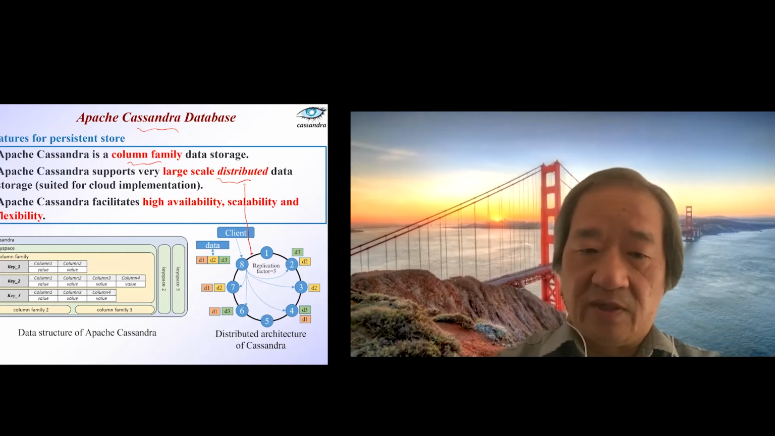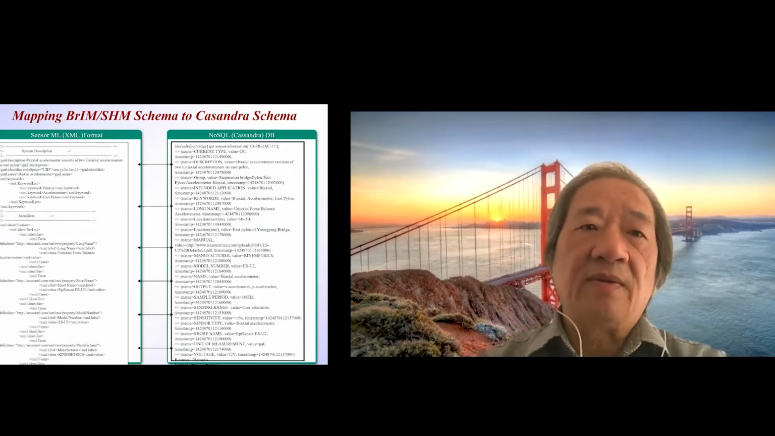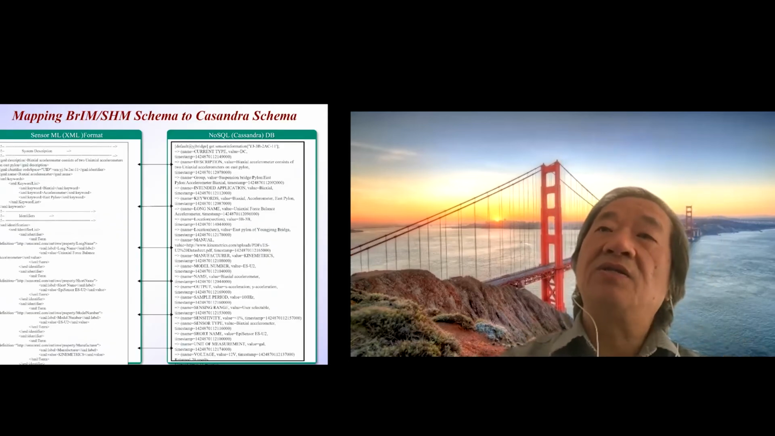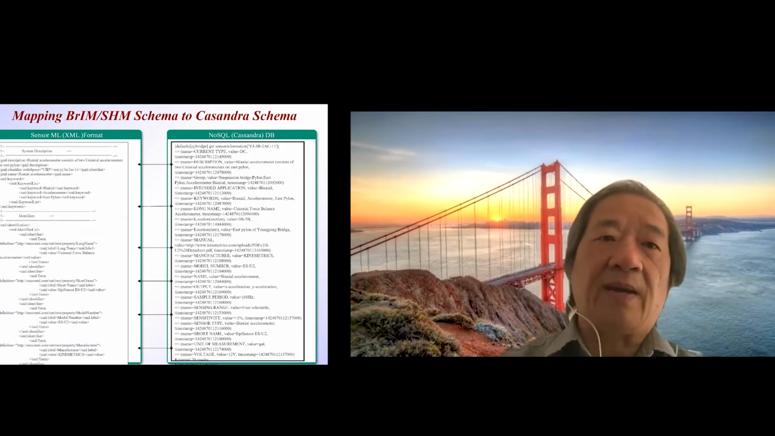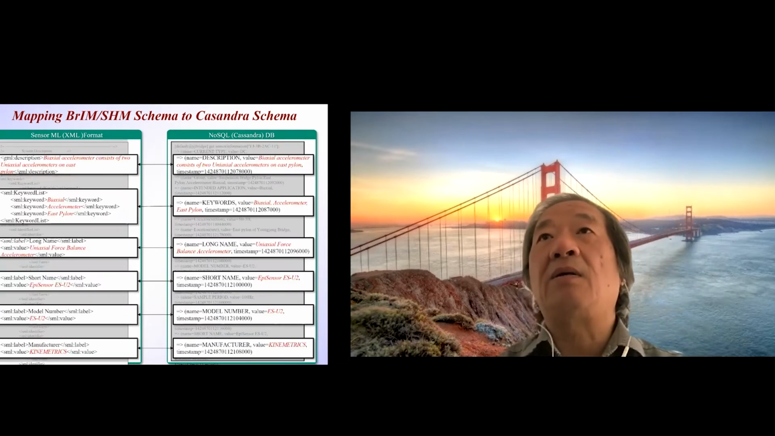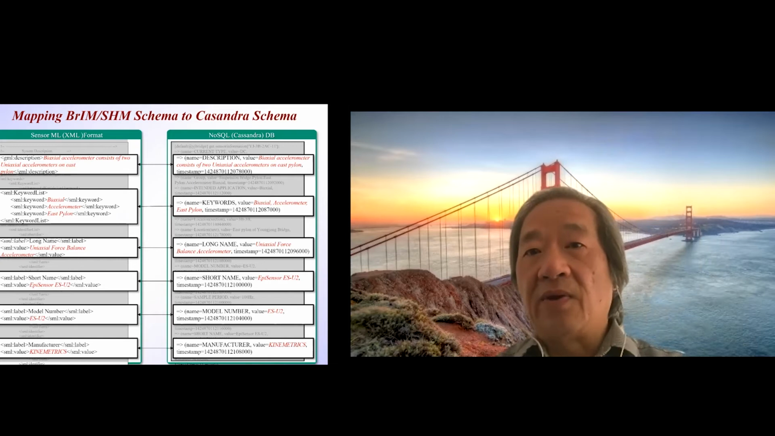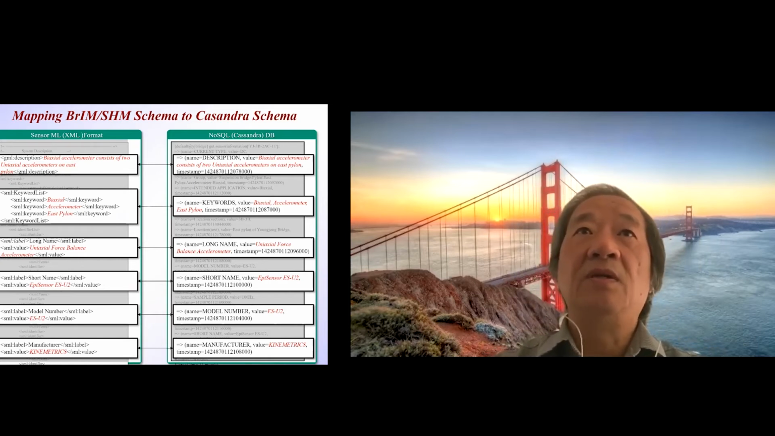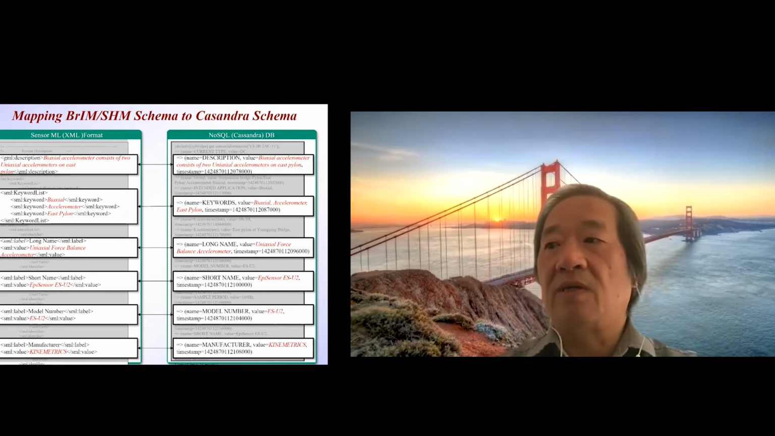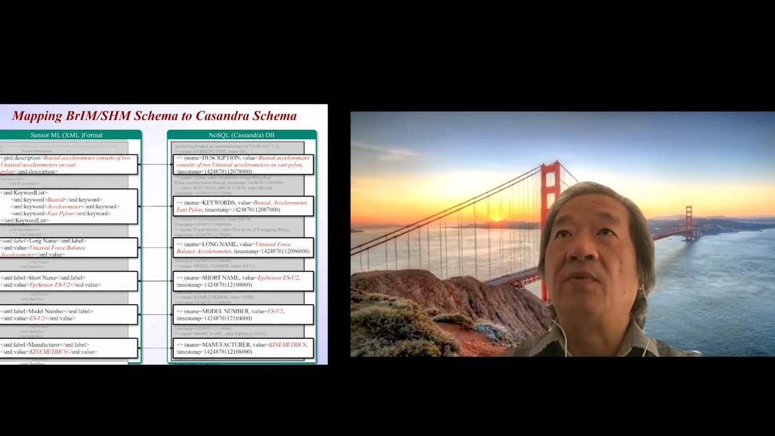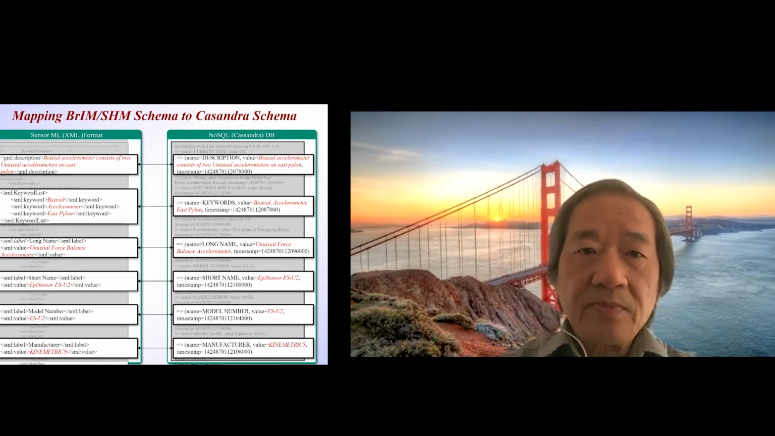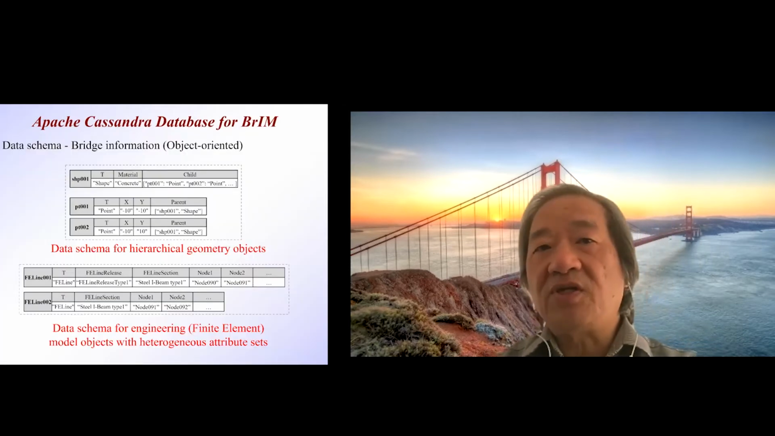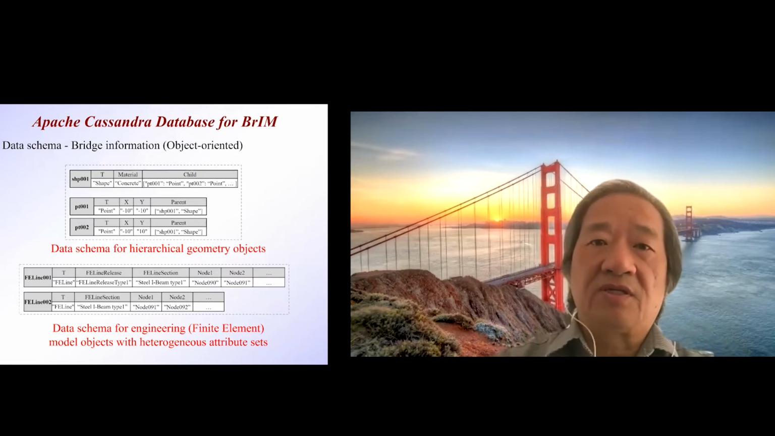So that's about a few years back. As I mentioned, using the Cassandra database, we can directly map the XML format type of data directly into the NoSQL database schema. That means we can write a script and easily create the data schema that represents the data that we use. So the bridge information we said before is object oriented.